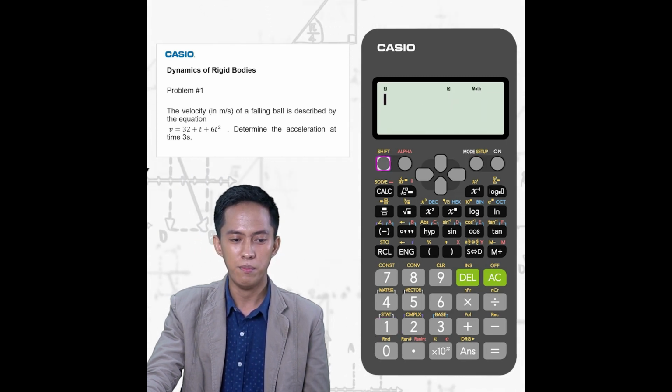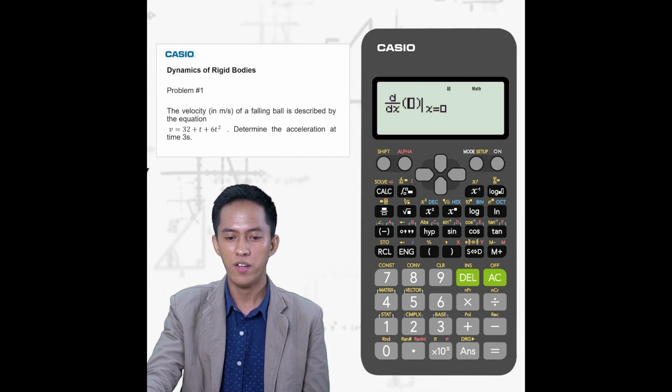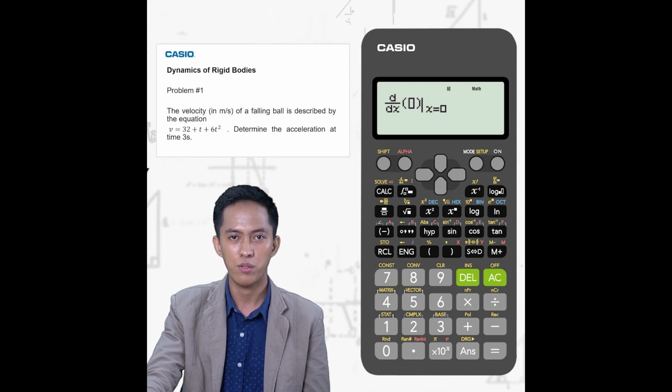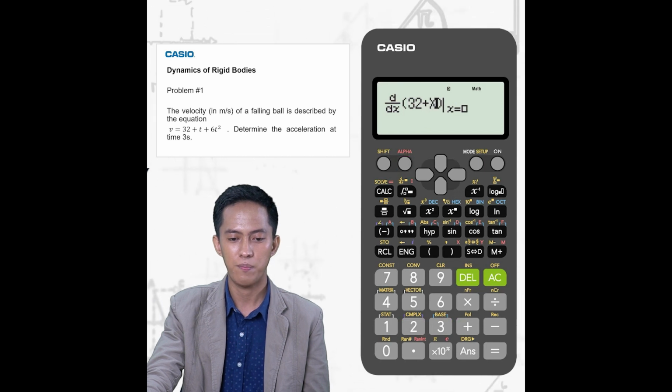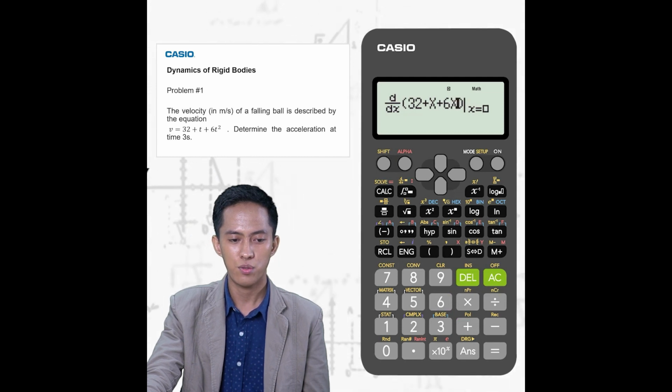Then shift derivative. Then input the velocity equation with respect to time. So that is 32 plus t. So t is x, so alpha x plus 60 squared, so plus 6 alpha x squared.